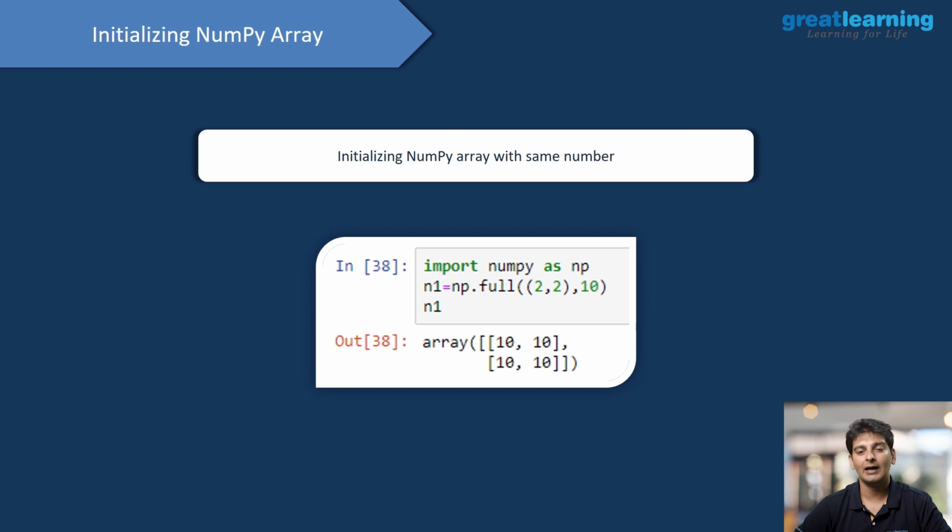Now similarly, let's say you want to initialize a NumPy array with the same number. This is where we have the full method from NumPy. So we have to type in np.full, and this takes in 2 parameters. The first parameter is the dimension of the NumPy array, and the second parameter is the value with which you'd want to fill up your NumPy array. So over here, I am creating a NumPy array of dimension 2 cross 2, and the value with which I'm filling it up is the number 10.